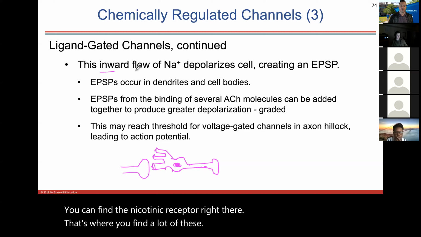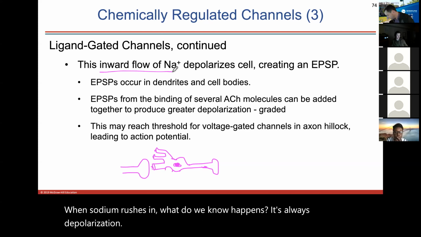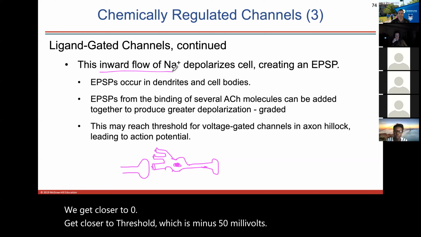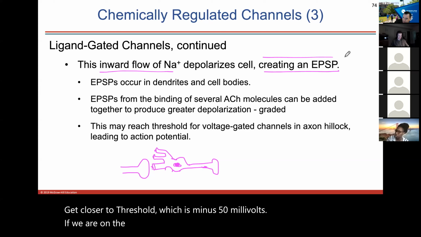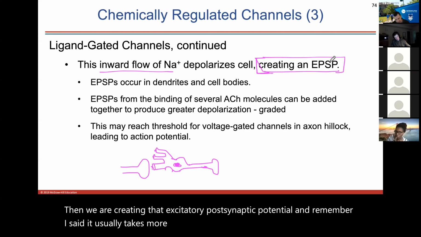Again, when sodium rushes in, what do we know happens? It's always depolarization. It gets closer to 0. So we go from -70 and we get closer to 0. We get closer to threshold, which is -50 millivolts. If we're on the dendrite or on the nerve cell body, then we are creating that excitatory postsynaptic potential. And remember, I said it usually takes more than one EPSP to ultimately cause an action potential to occur.